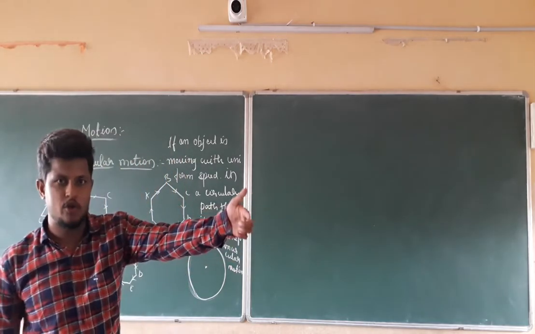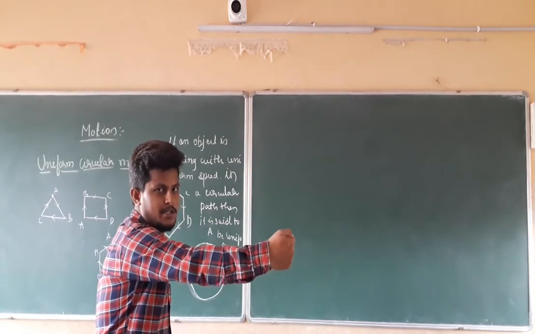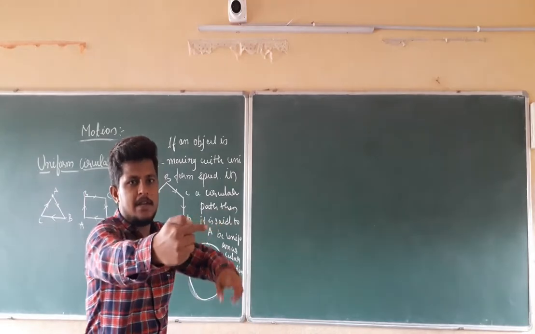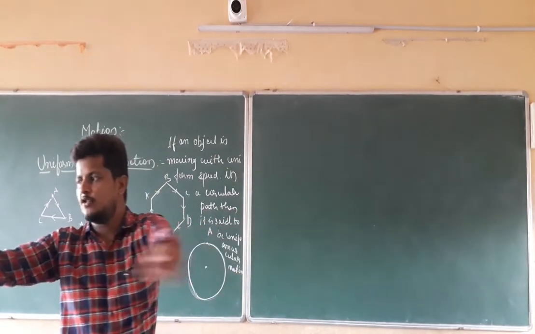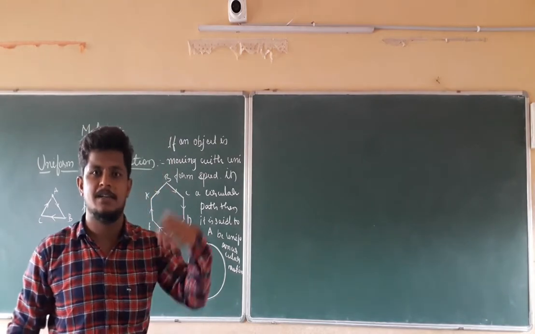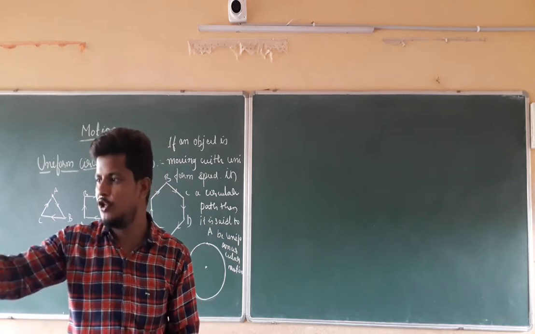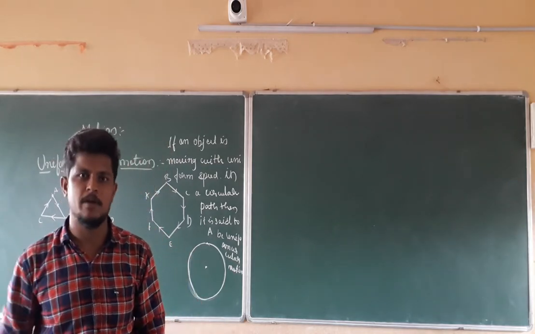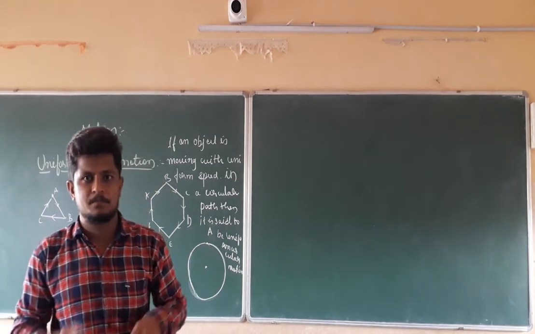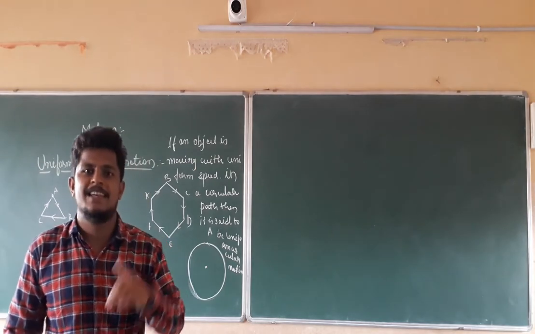If I leave the thread at this point, at this position, what will happen? It is going to move like this. If I leave it here, it is going to move like this. When you leave that thread at different positions of the stone, it is going to move tangentially to the position of that movement. By this, we came to an idea that objects moving in a circular path always change their direction.